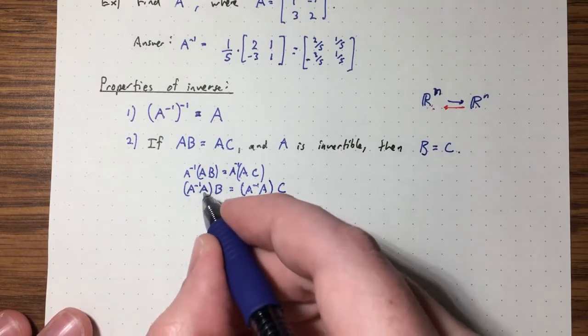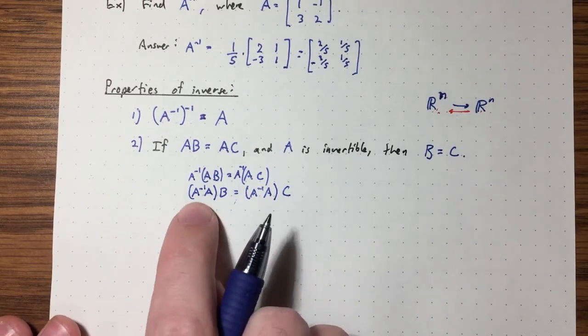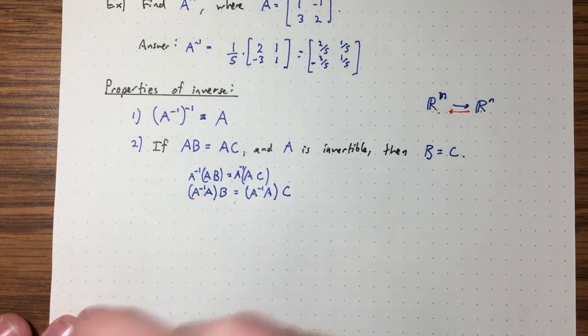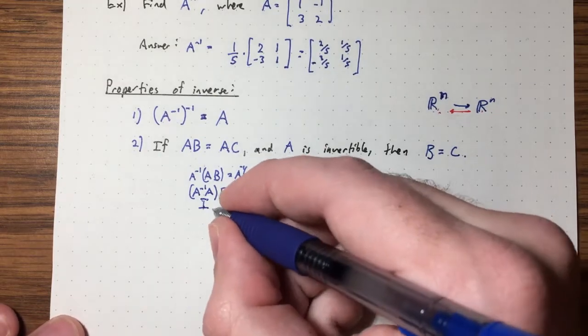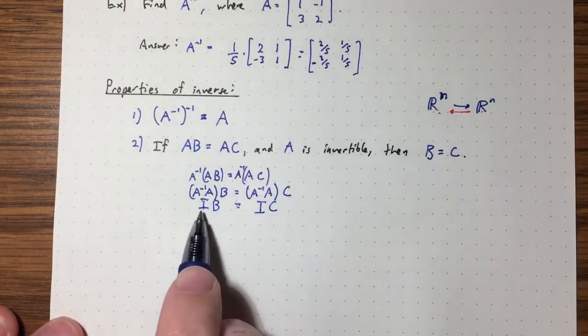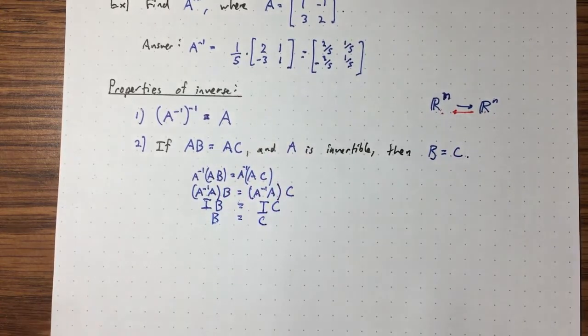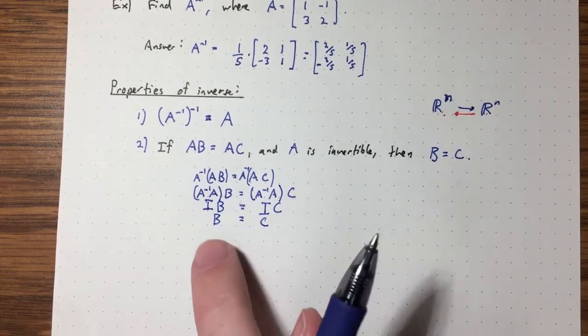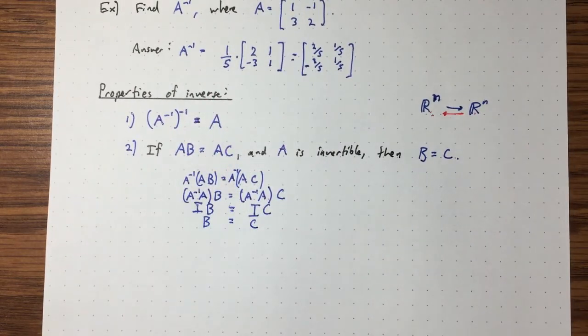And then what is A inverse times A? Well, what does A inverse mean? It's the matrix that you multiply by A to get the identity, right? So don't ever forget that. So A inverse times A is the identity. Similarly over here. But what is identity times B? That's just B. Identity times C is C. Okay, so we just proved that if A is invertible, then you can actually cancel a matrix. Okay, so that's pretty cool.